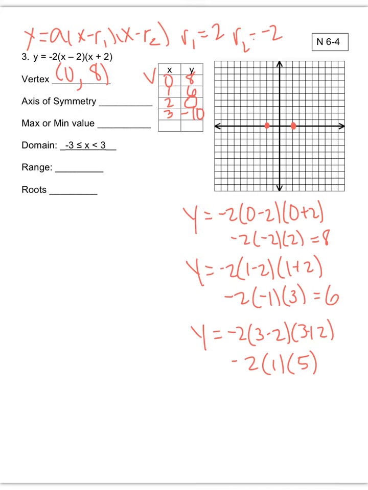Okay, so let's go ahead and plot those. So we're going to have (0, 8) is our vertex, (1, 6), and then (2, 0) we already had, and then (3, -10). Draw your axis of symmetry line, and then reflect.